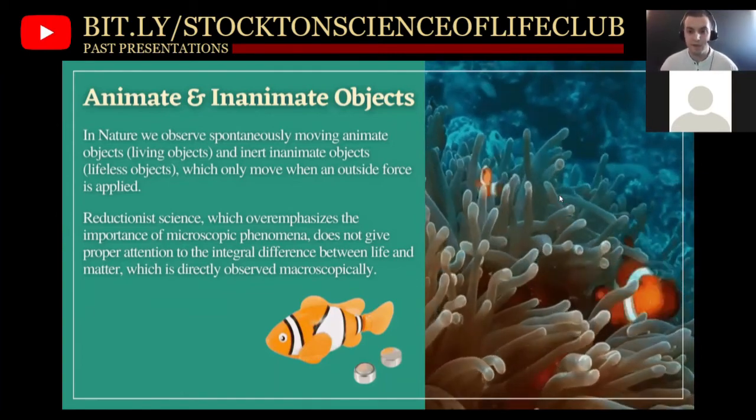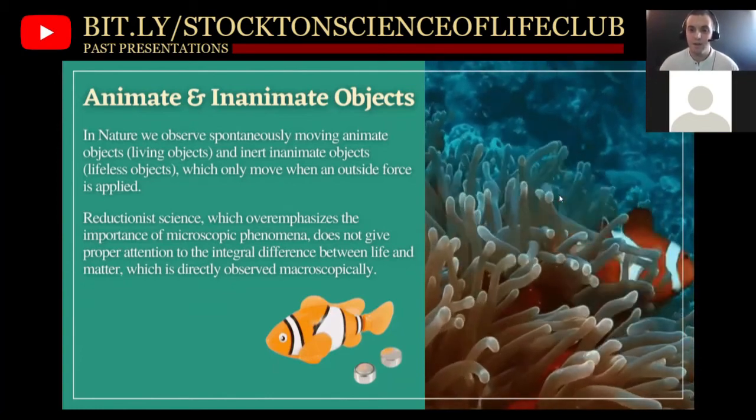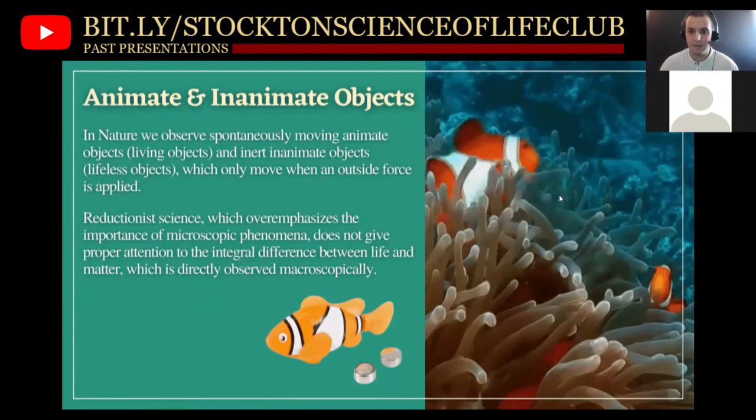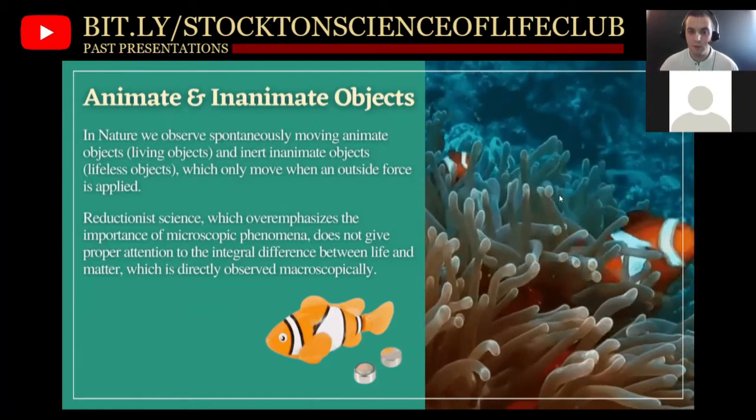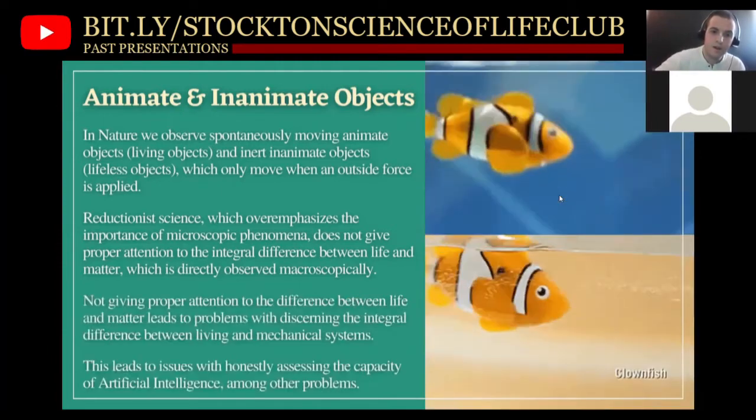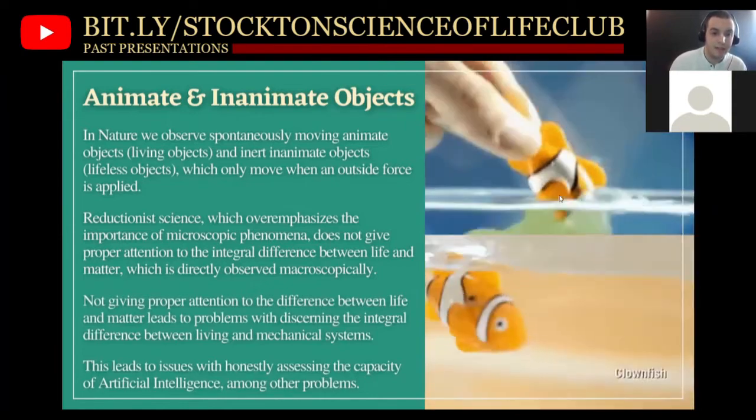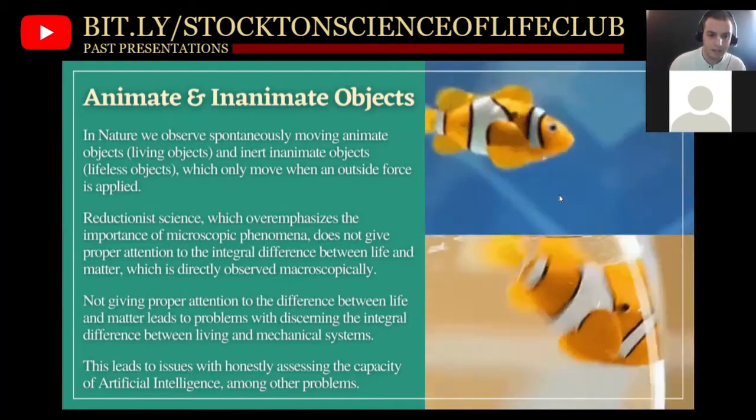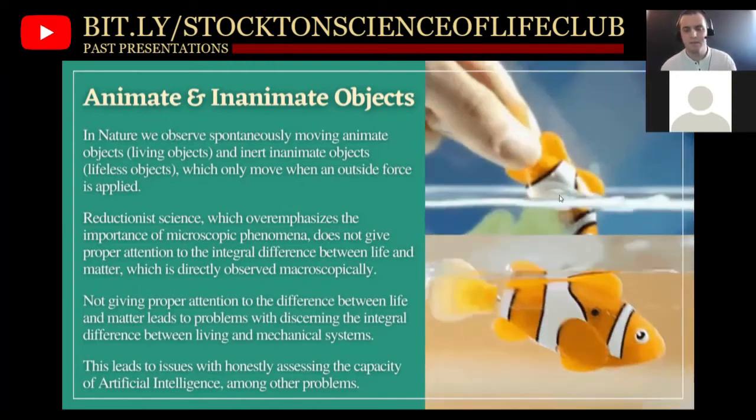Another thing that disappears when you look too closely through the microscope and you don't focus on the big picture is cognition. All of a sudden, things just become complex atoms and molecules bumping into each other instead of a cell, a living organism, cognizant, and also moving in an environment based on desire and cognition. Not giving proper attention to the difference between life and matter leads to problems with discerning the integral difference between living and mechanical systems. This leads to issues with honestly assessing the capacity of artificial intelligence, among other problems.